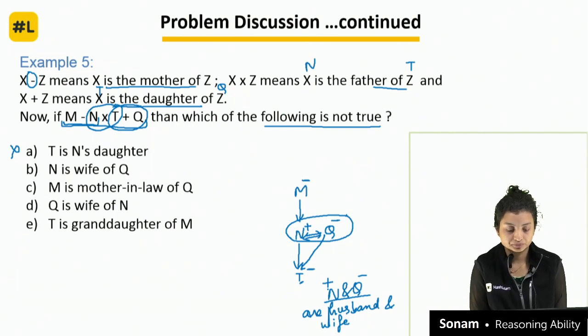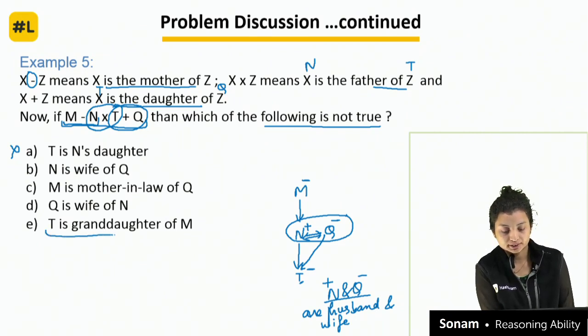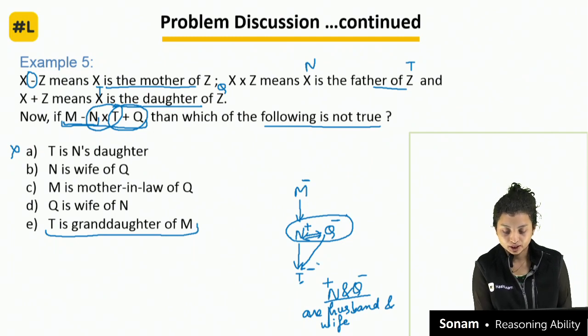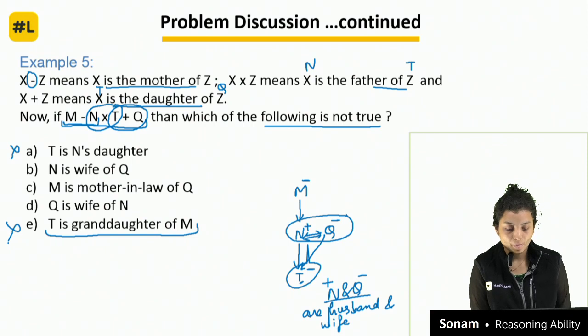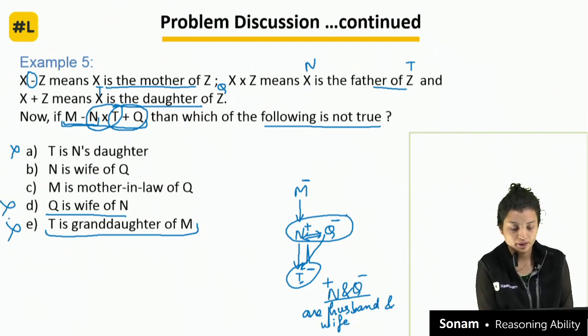Okay, third option. Let's quickly read the options quickly. Once you read the options quickly, you will understand what I am talking about. Okay, look at the last option. T is granddaughter of M. Yes, T is granddaughter of M. So this is also not right. Q is wife of N. Yes, Q is wife of N. So this cannot be my answer.